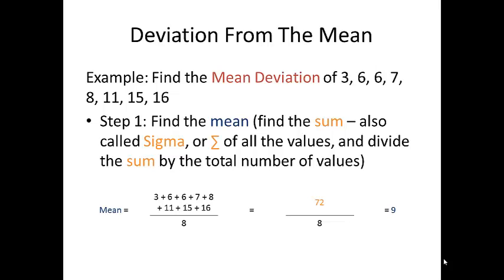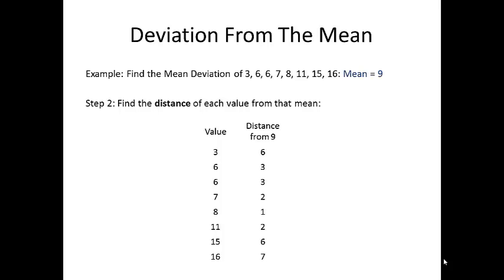Step 1. Find the mean. To do this, you find the sum of the values in your data set. This is also called sigma, and the symbol for sigma is a funny shaped E. We need to find the sigma of all of the values and then divide the sum, or sigma, by the total number of values. In this example, the sum, or sigma, is 72. We take 72 and divide it by 8, and that gives us 9. The mean of this set of numbers is 9.